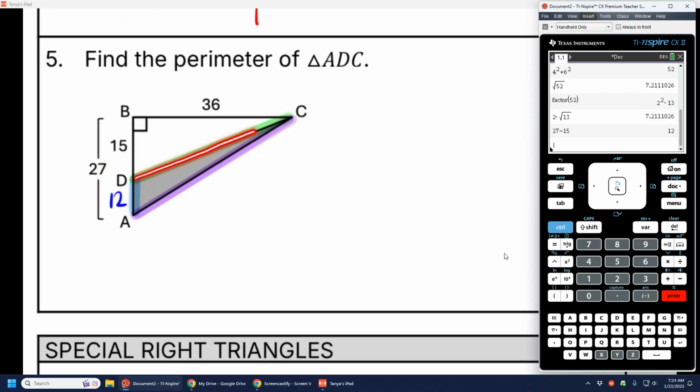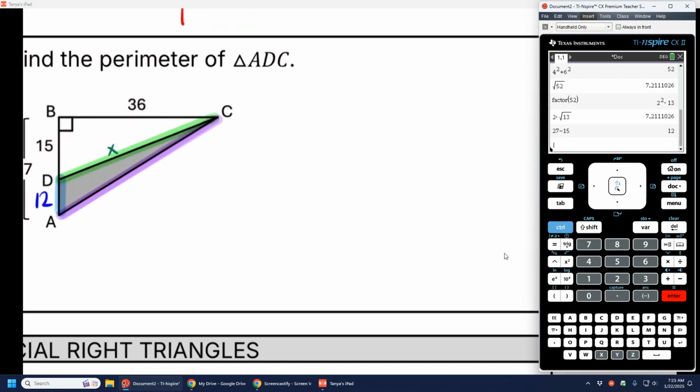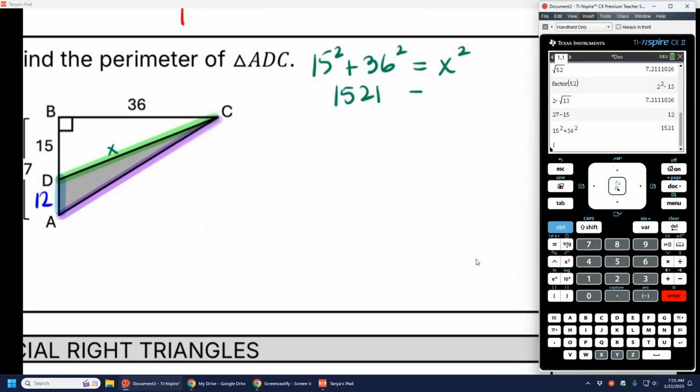What about this green side right here if I wanted to find that? Well, that's part of this right triangle. That's the hypotenuse. So I could do 15 as A, 36 as B, and then this part is C. Since I don't know what it is right now, I'm just going to call it X, and then we'll solve for X. Okay, so to find that, we're going to do 15 squared plus 36 squared equals X squared. Let's figure out this left side. That gives me a big number, 1521 equals X squared.